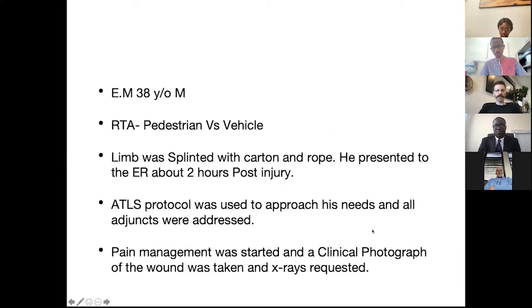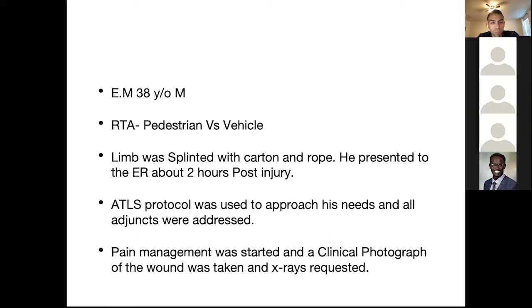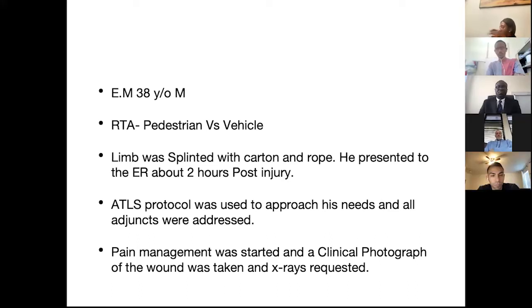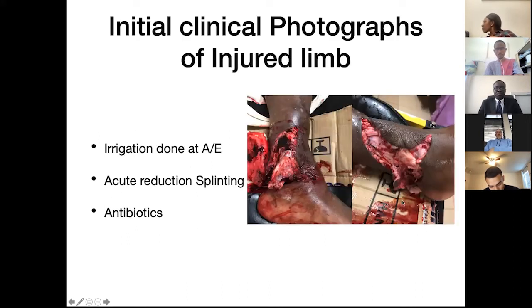I am Fatoumata from Gambia. I'm a resident. So we had this case, EM. He's a 38-year-old male who presented to the A&E. His mode of injury was pedestrian versus vehicle. He was the pedestrian, and he presented about 2 hours after his injury to our A&E. When he came in, his wound was splinted with a curtain and tied. We did the normal ATLS protocol, and we noticed that he had an isolated injury. We took a clinical photo and requested some X-rays after the preliminary assessment. Next slide, please.